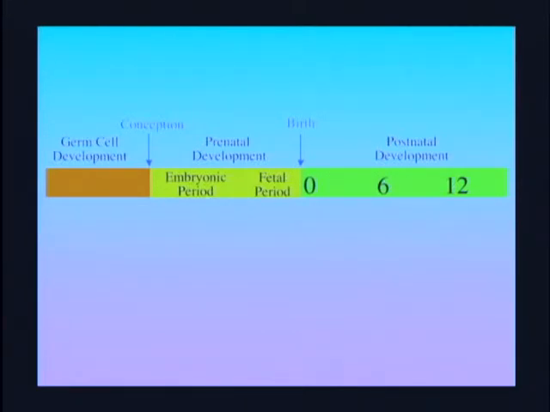That's the fetal period. Then there's birth. And then from 6 to 12, and then puberty. And now what I'm going to do is show you this. Where is nature involved in this period?